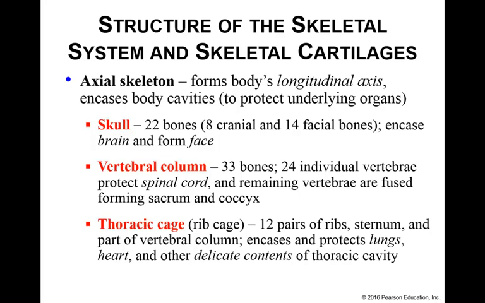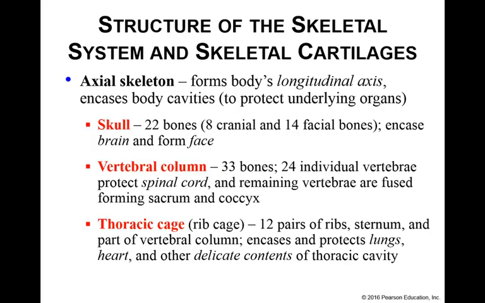There are basically three different parts of the axial skeleton. The first one, of course, is the skull. The skull has 22 bones, 8 cranial and 14 facial. It protects the brain. It also forms your face. The second part is the vertebral column, which has about 33 bones. You have 24 individual vertebrae that are stacked on top of each other. They do have a pad of cartilage separating those, and they protect the spinal cord. And then the remaining vertebrae are fused together, which forms your sacrum and your coccyx, which are virtually separate bones.